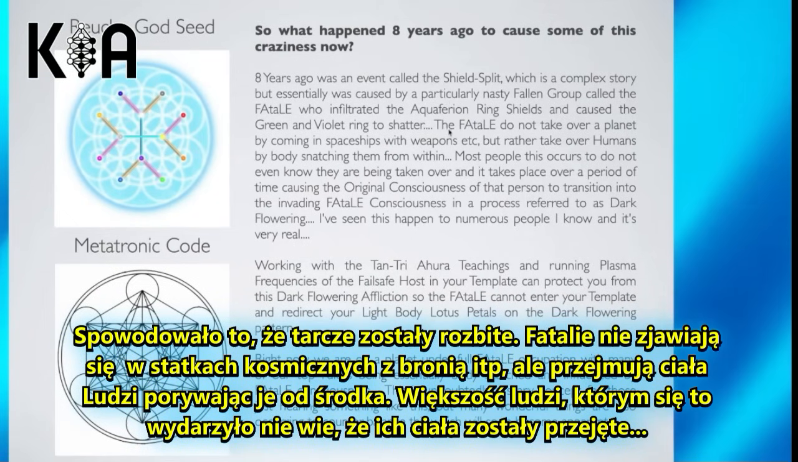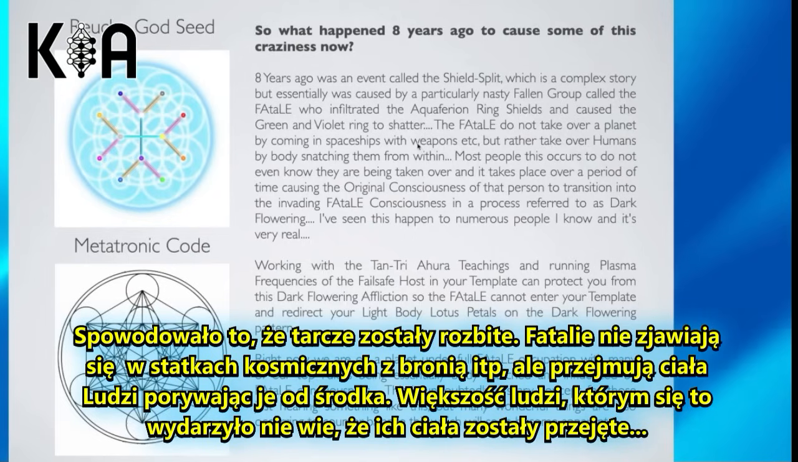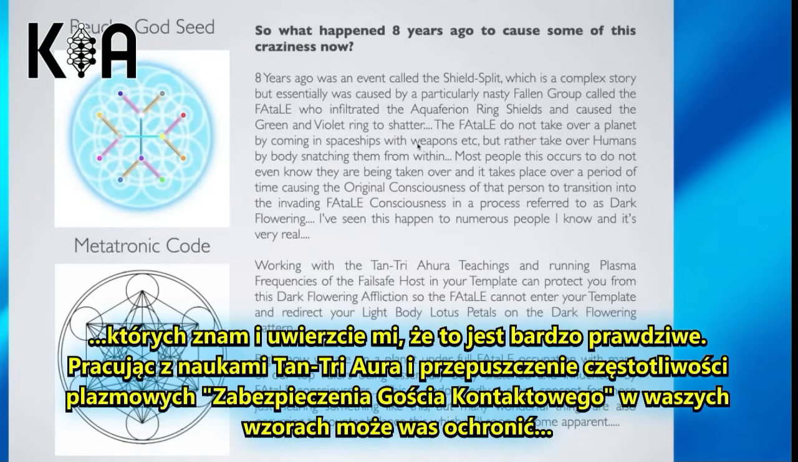So the Fatally do not take over a planet by coming in spaceships with weapons and stuff like that, but rather they take over humans by body snatching them from within. Most people this occurs to do not even know they are being taken over, and it takes place over a period of time, causing the original consciousness of that person to transition into the invading Fatally consciousness in a process referred to as dark flowering. Now, I've seen this happen to numerous people I know, and believe me, it's very real.